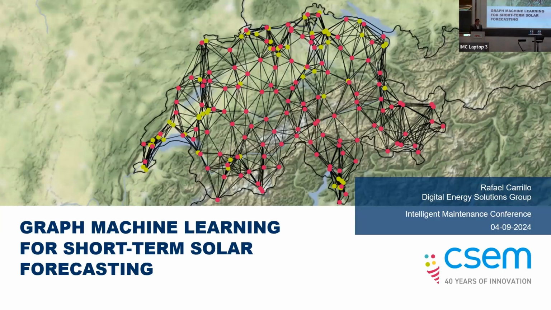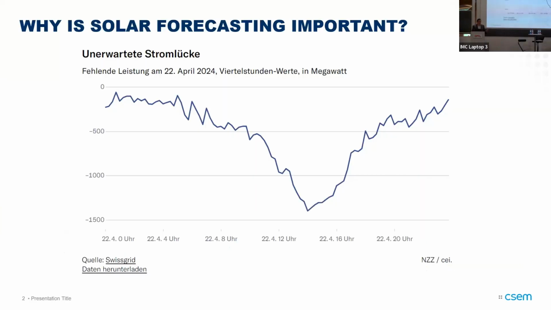So today I'm going to speak about graph machine learning for short-term solar forecasting. The first thing I wanted to start with is: why is solar forecasting important? Well, first, solar production is highly variable due to weather conditions. For example, if a cloud is passing by, the production drops. And if we have rain or snow, the production drops.